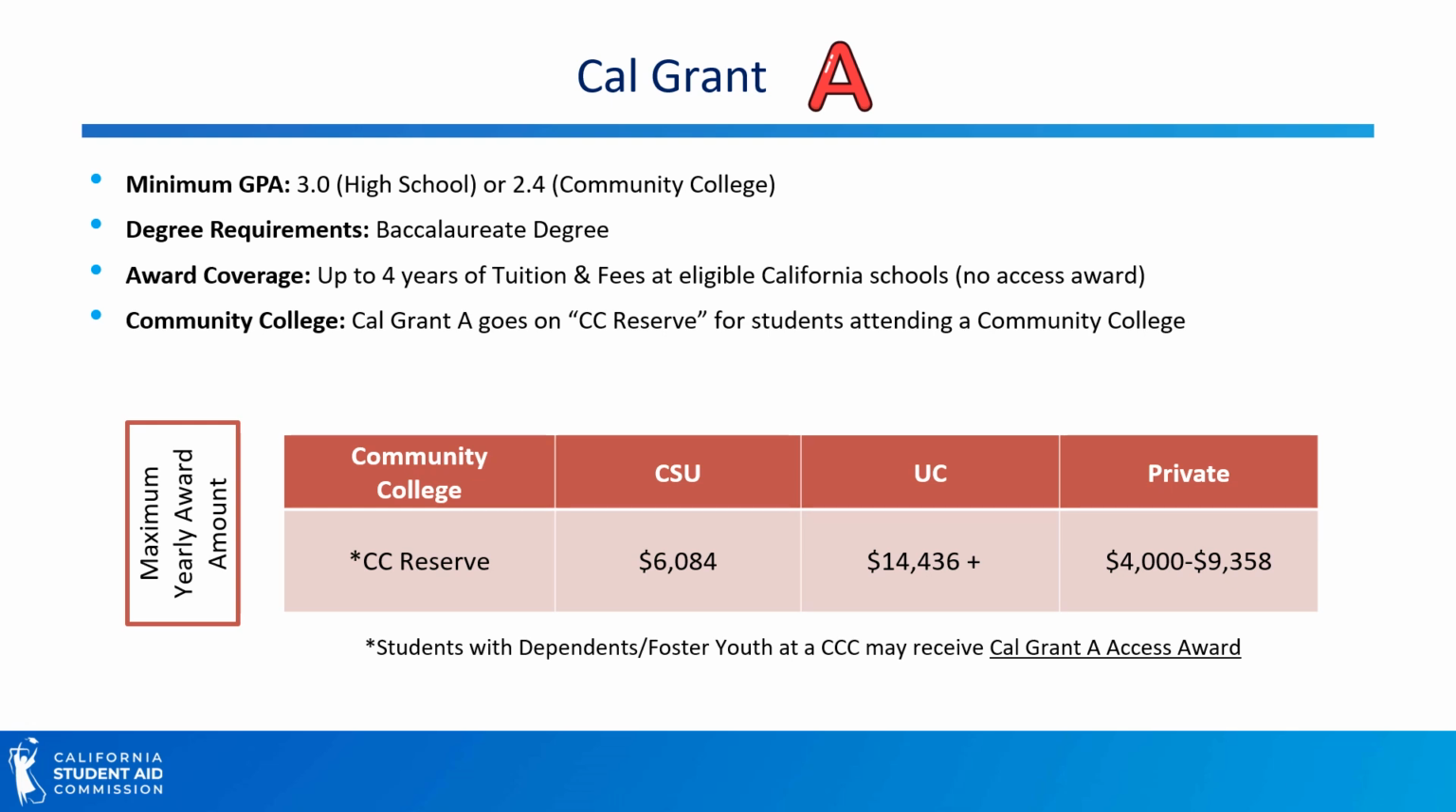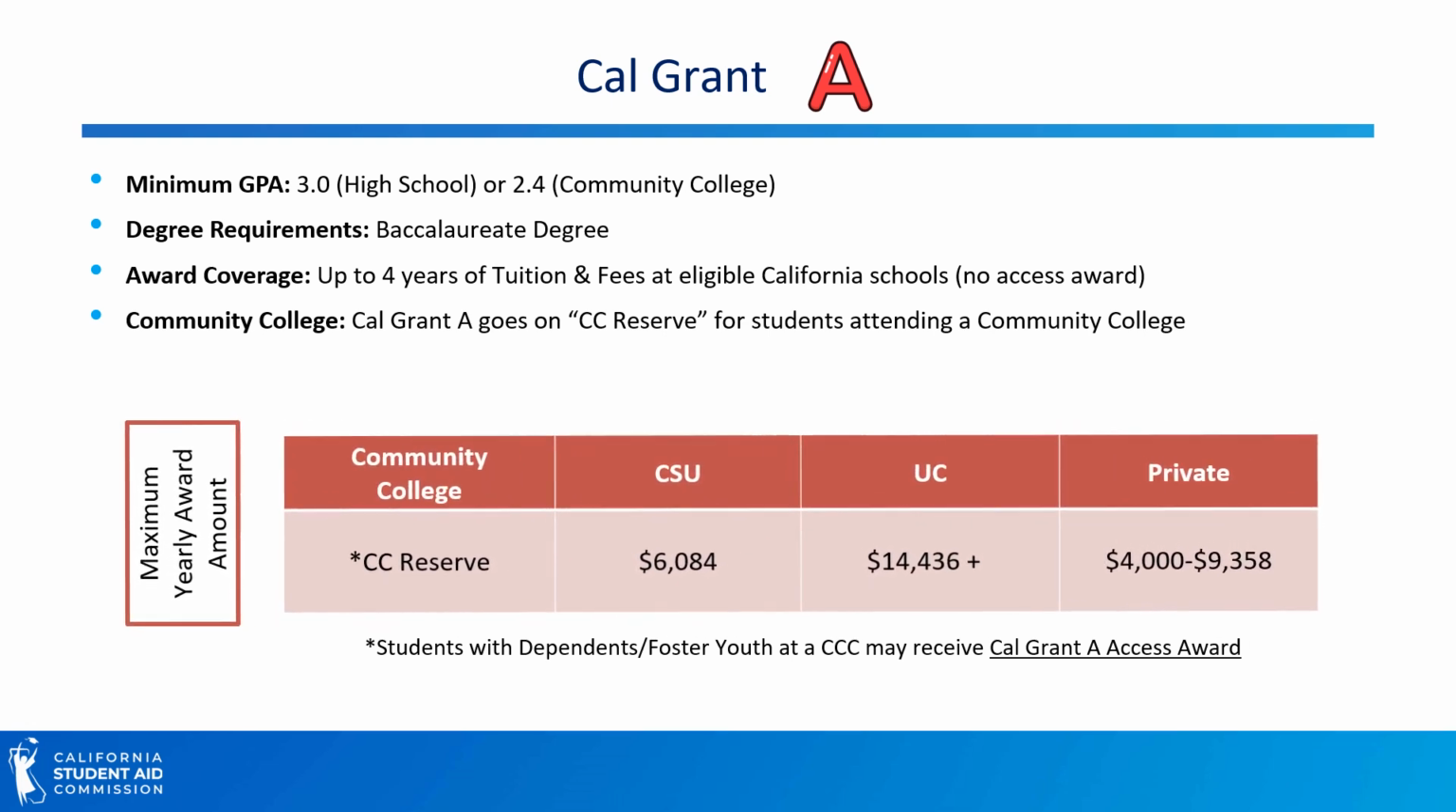Cal Grant A recipients are awarded up to 4 years of tuition and fees at eligible California schools. Students with a Cal Grant A award going to a community college will have their award put in a CC reserve for up to 2 years, where their award will be put on hold until they transfer to a four-year institution. Students with dependents and/or foster youth students may receive an Access Award if they attend a community college.